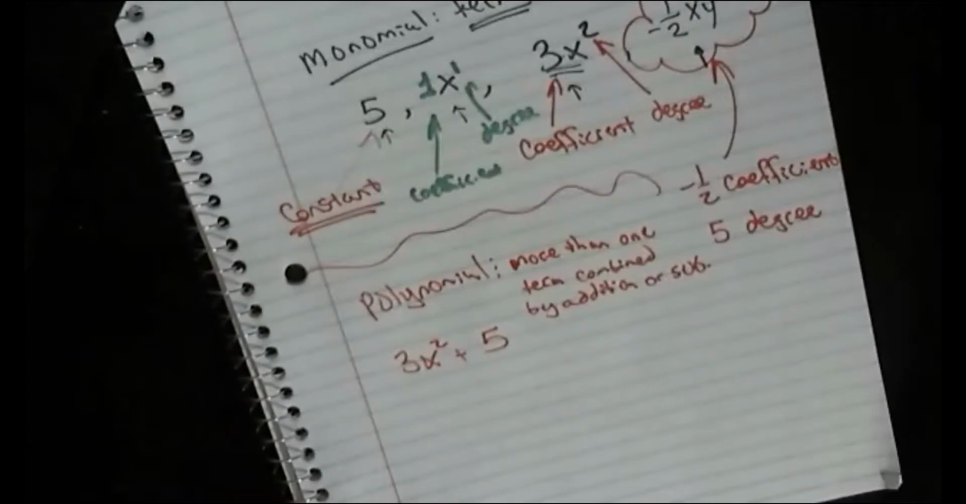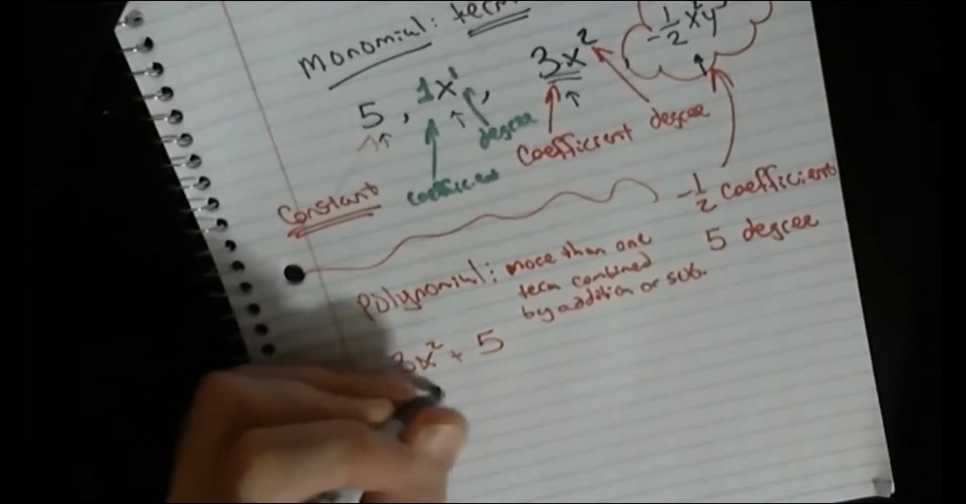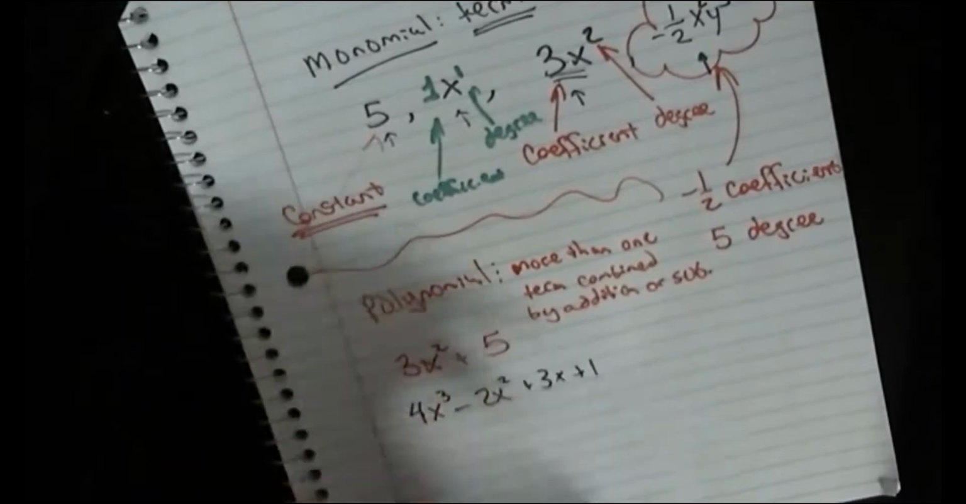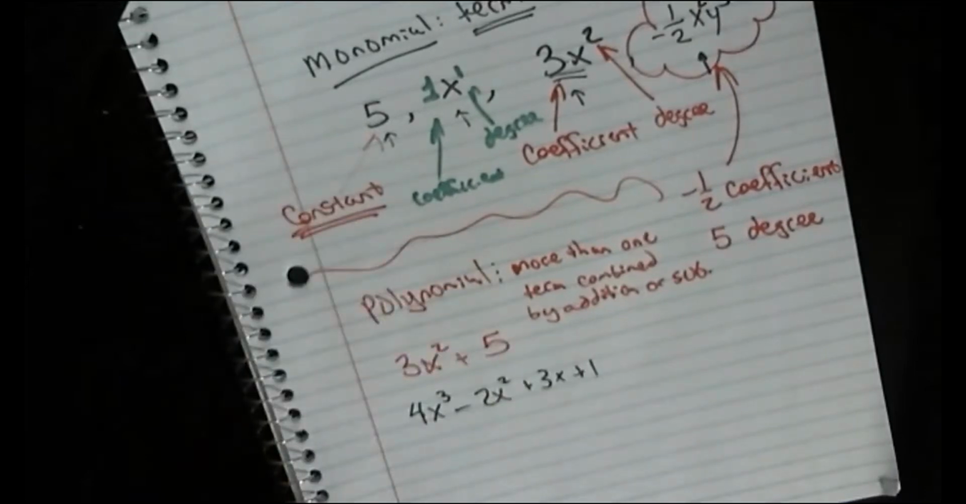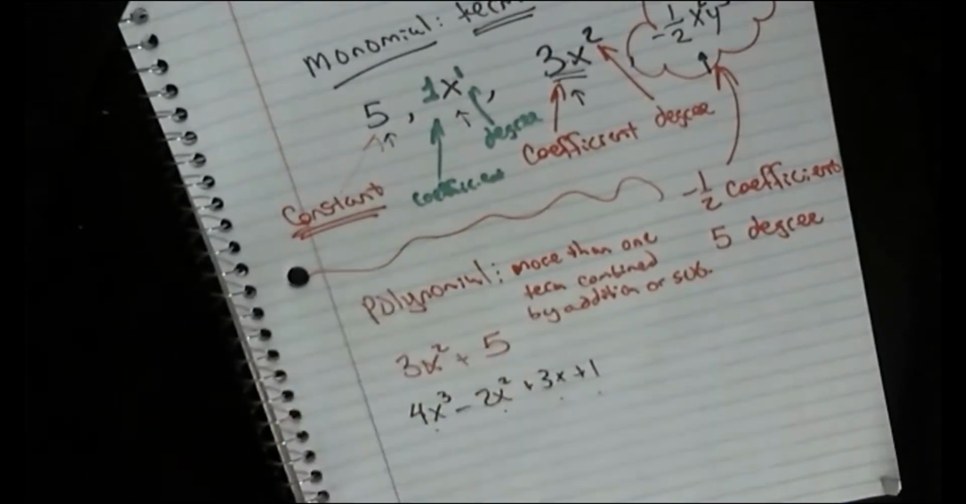So that says more than one term combined by addition or subtraction. For example, 3x squared plus 5, or 4x cubed minus 2x squared plus 3x plus 1, or some kind of nonsense like that. Okay, as long as you have more than one term, you have a polynomial.